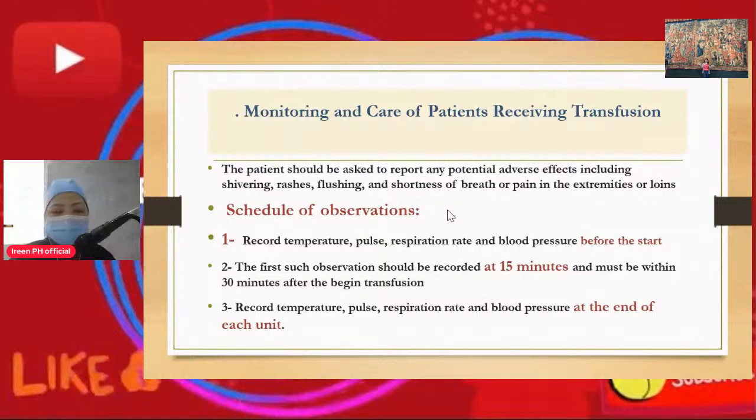Schedule of observations. Record the temperature, the pulse, respiratory rate, and blood pressure before the start. The first set of observation should be recorded at 15 minutes and must be within 30 minutes after the beginning of transfusion. Record temperature, pulse, respiration rate, and blood pressure at the end of each unit.